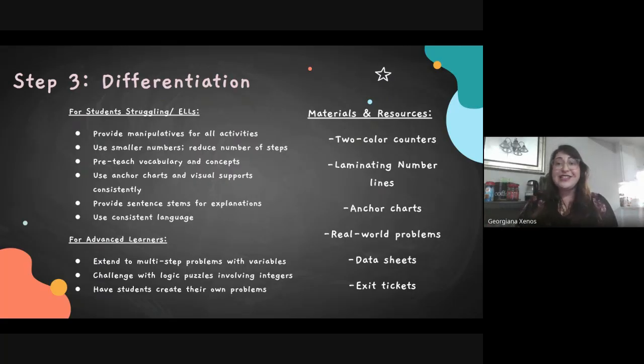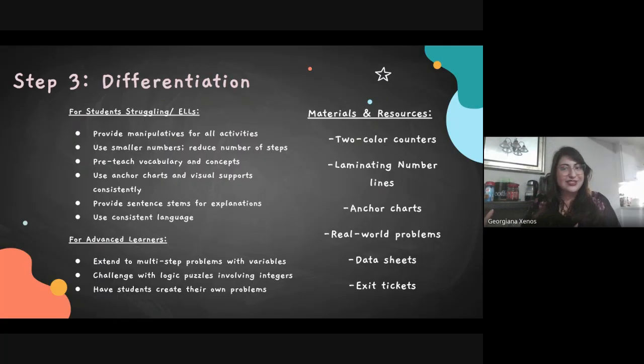You can even pre-teach vocabulary and concepts, which I know has helped a lot of my ELLs in the past. You can provide anchor charts, visual support, supplemental aids. You could even provide sentence stems and the use of consistent language to really get the ELLs to participate as well.